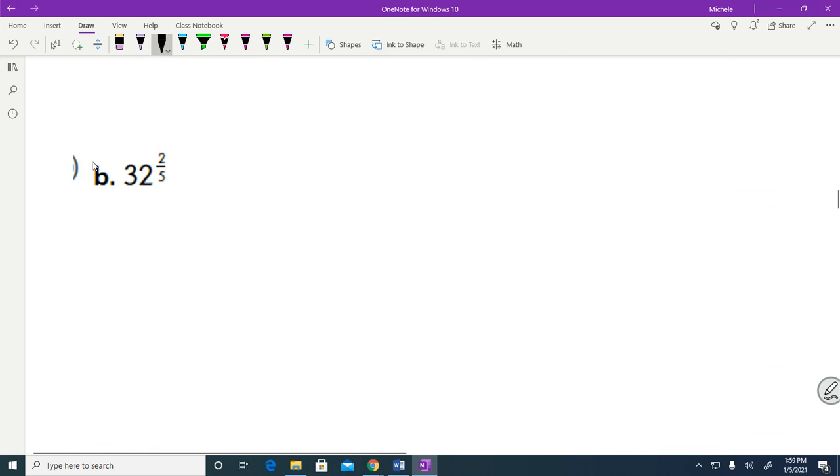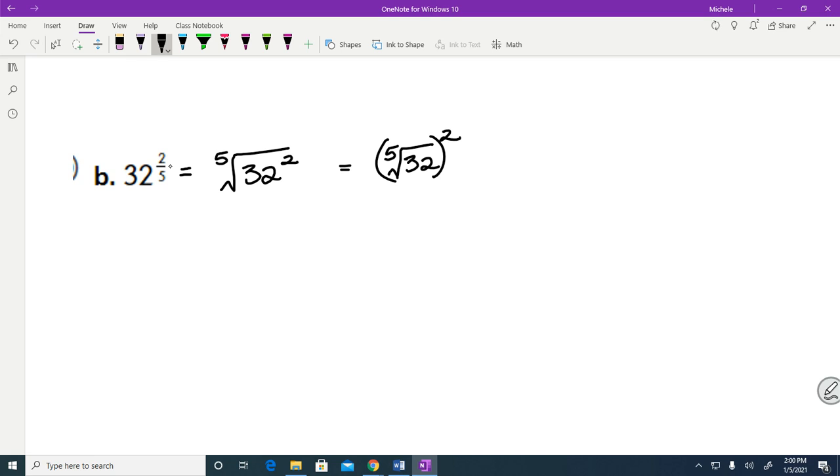All right, example B, 32 to the 2/5. Okay, so this is the same as the 5th root of 32 squared. Now here's an example where it might be easier to do it one way versus the other. So I'll do it both ways, and then we can evaluate which way was easier. So the 5th root of 32 squared, or do I want to take the 5th root of 32 and then square that result? Which one's going to be easier for me to do? Let's try it the first way first.